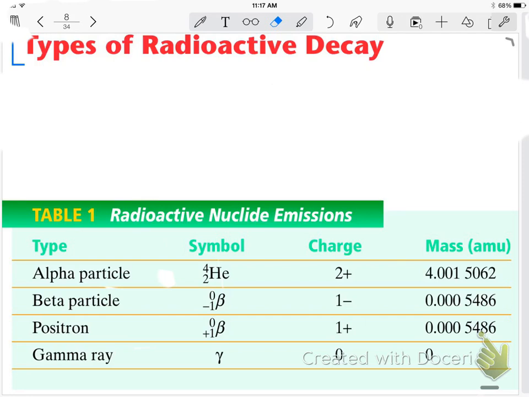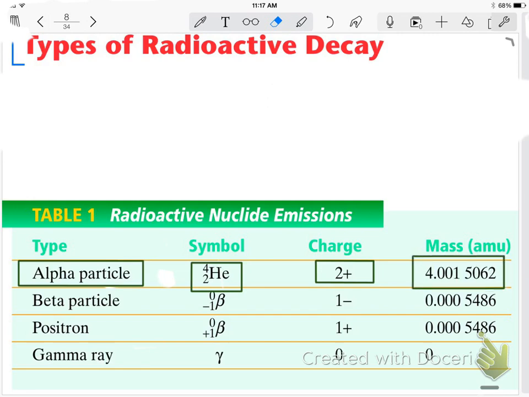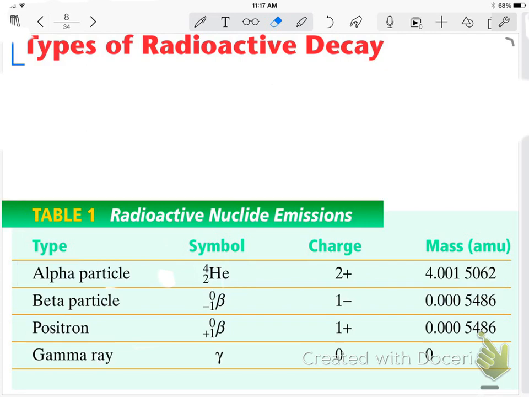Now, there are types of radioactive decay, and you're responsible really for these 4 different types. The first one, as you can see, is the alpha particle. It's made up of a helium nucleus, which is to say it's made up of 2 neutrons and 2 protons together. Added together, they give the mass number of 4. The charge on this is +2, and its mass is 4, which we predicted from over here. Those things all come together.